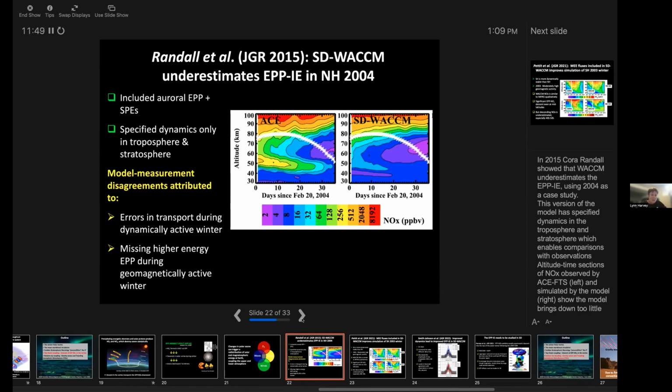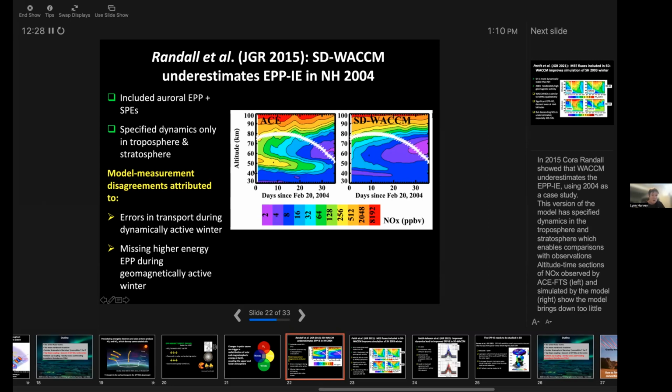And so they reported that the NOx produced in the model and then descending into the stratosphere is underestimated. All right, so they use the Whole Atmosphere Community Climate Model and focus on the year of 2004 as a case study. This version of the model includes auroral electrons and solar proton events, so very low energies and very high energies. It doesn't have medium energy electrons. And the model specifies the dynamics in the troposphere and stratosphere to enable direct comparisons to the model.